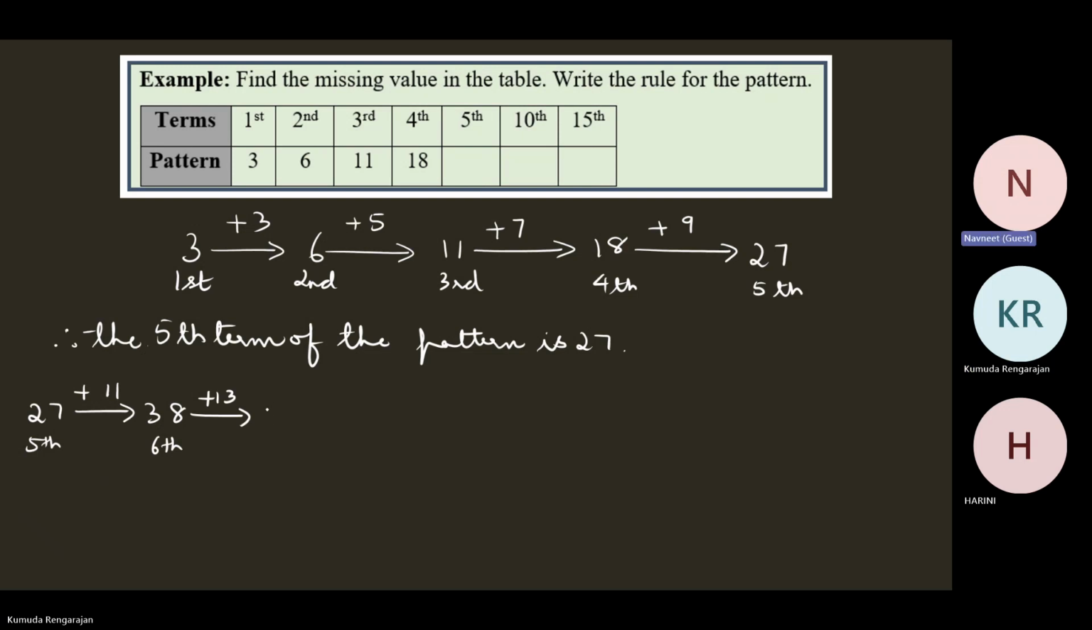51. 51 is the 7th term. Then plus 15. How much is that? 66. This is the 8th term. Plus 17. And that's 83. Yeah, 83.